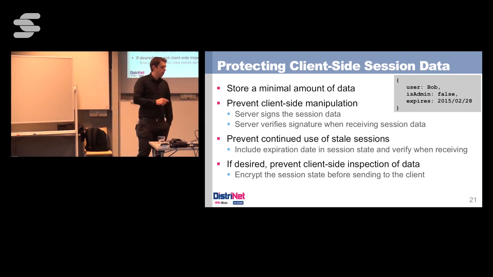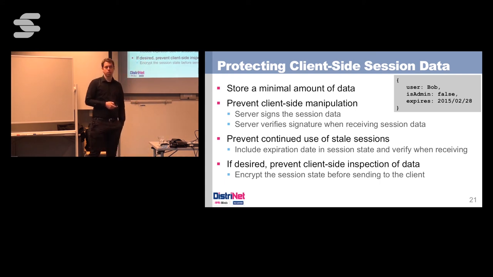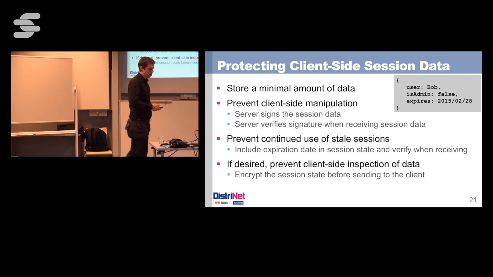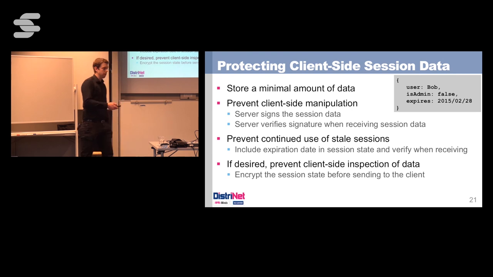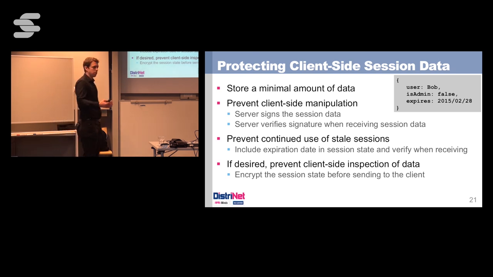I made an example of this with the Express framework on Node.js, and there a signature is added to the cookie. So you have a second cookie containing a signature, which used a secret stored on the server to generate this signature with an HMAC. And essentially that suffices to prevent the client from modifying this data and giving you fake data, because then the signature wouldn't match. So these are the things you should do to protect client-side session data. Even if you use another mechanism than cookies, store a minimal amount of data because it has to be transferred every time on every request.